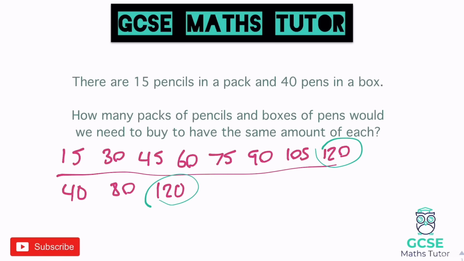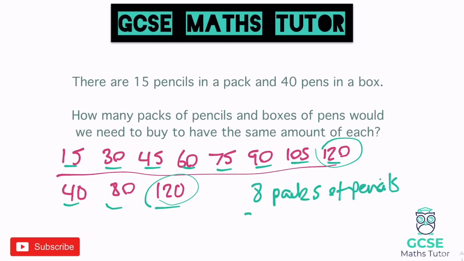So the question said how many packs of each, so that is 1 on the top. We've got 1, 2, 3, 4, 5, 6, 7, 8. That was the pencils, so that's 8 packs of pencils, and below there we have 1, 2, 3 boxes of pens. Okay, so just remember to read the question there, what's it actually asking for in the final step, even though we were looking at lowest common multiple for that one. Let's have a look at the next one.